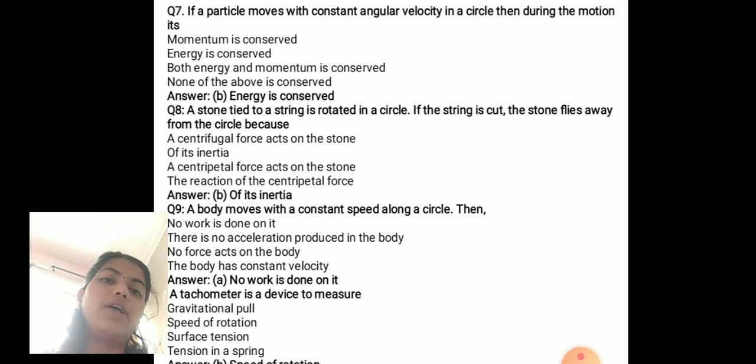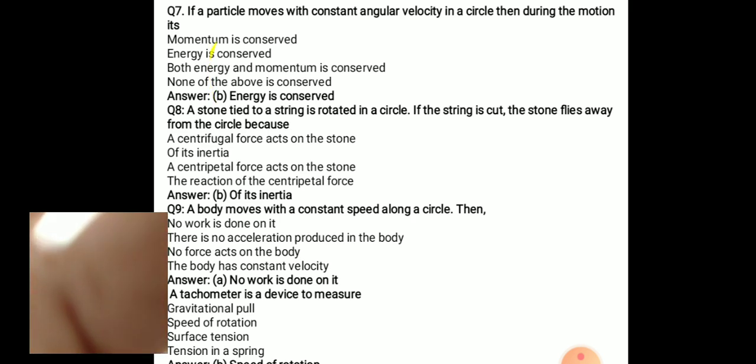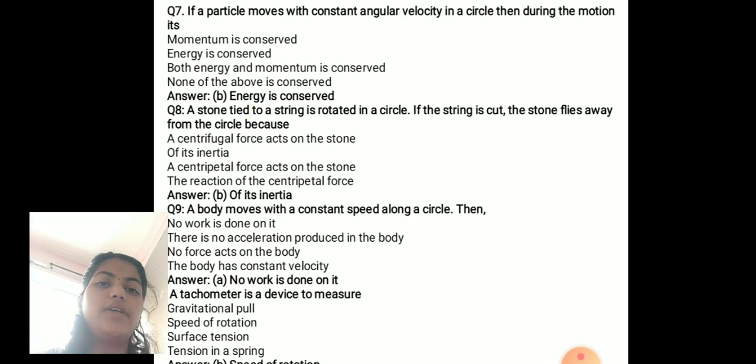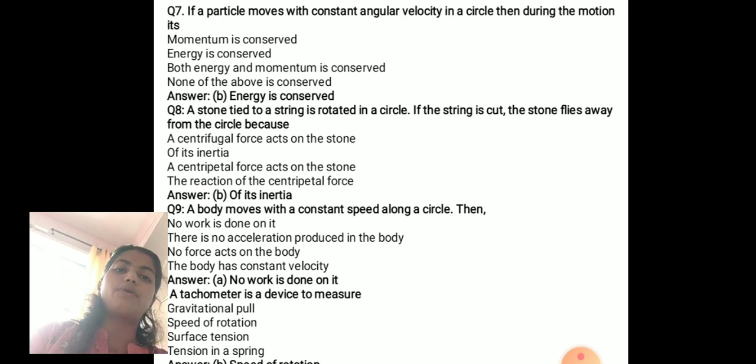A tachometer is a device to measure. Okay, the first option is gravitational pull. Option number 2, speed of rotation. The third one is surface tension, and the last one is tension in a spring. It's the speed of rotation. A tachometer is the device to measure the speed of rotation.